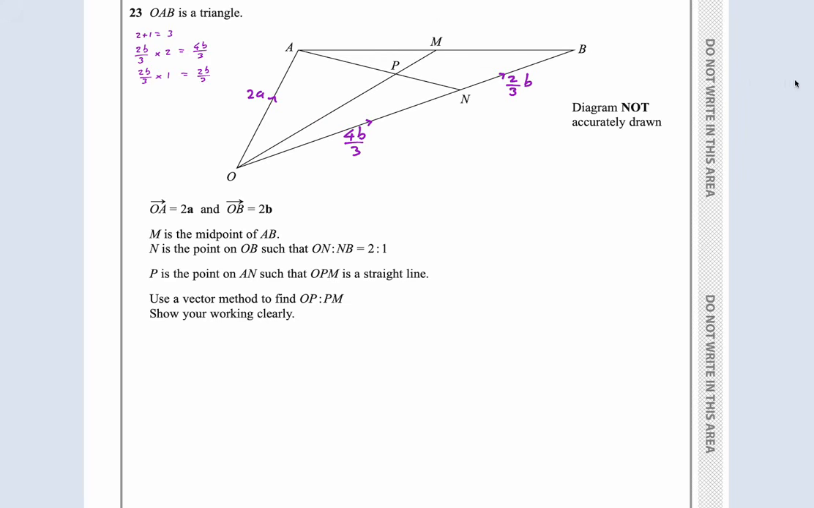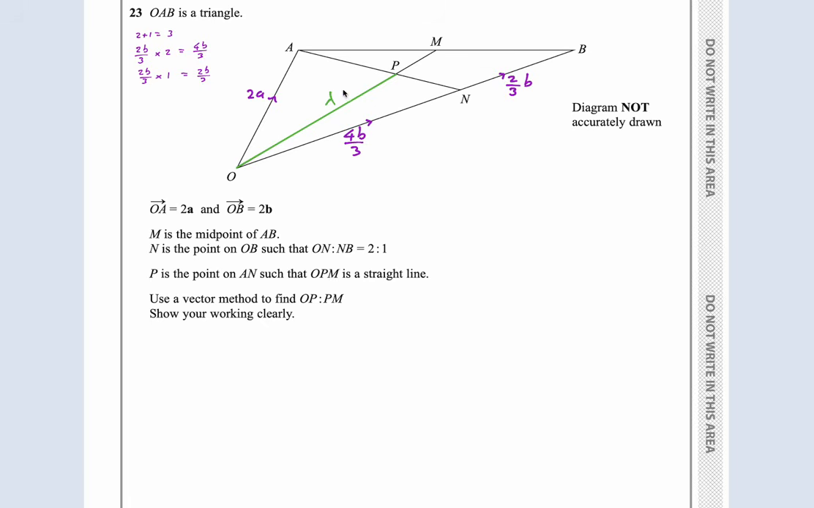I did a similar question to this in the last video I made, and the way I did it is I said, we're trying to get this ratio OP to PM, but I'm going to let OP be some fraction of this line OM, and the fraction, I'll call it lambda. So for example, if P was in the middle of the line, lambda would be a half, because it would be half of the whole thing.